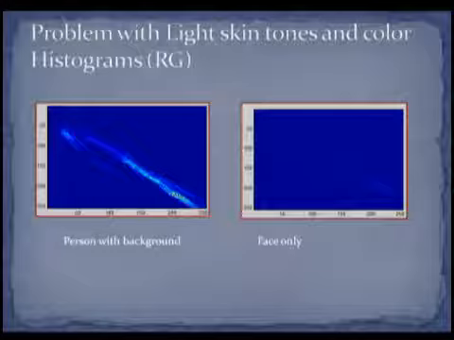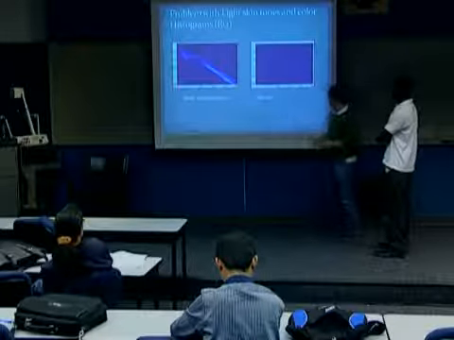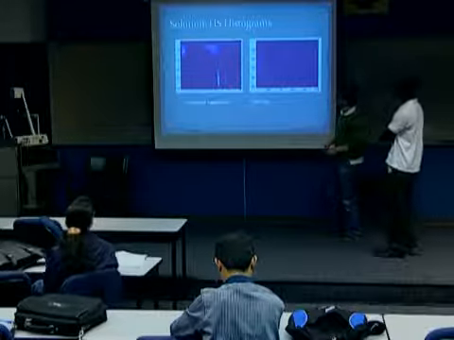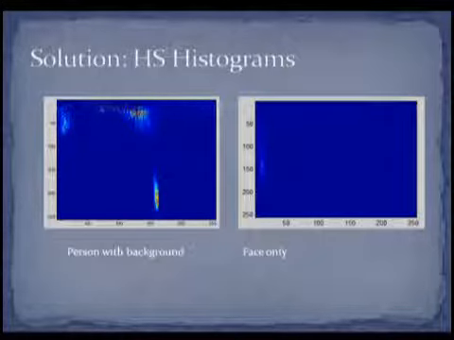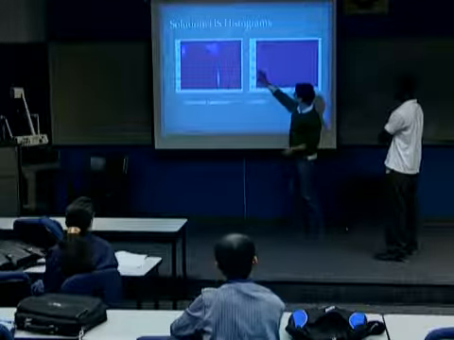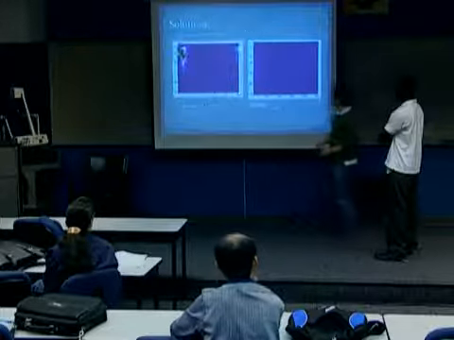If you have a darker skin tone, this will actually be around here, and it's easier to separate. If you use HS, hue and saturation, you can see this is the room and this is the person's face. So it's a little bit different, and we can take the comparison of a frame to this, and that will give us a better result.